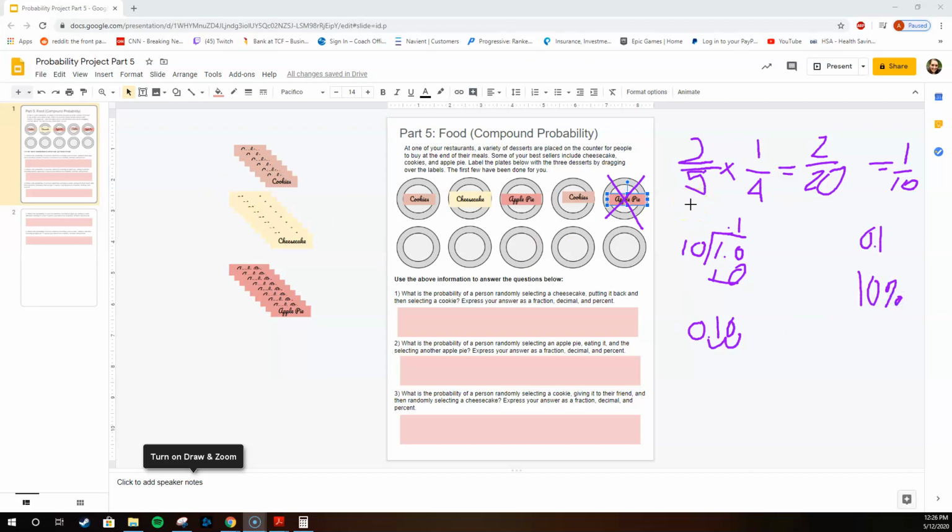So the probability of me choosing an apple pie and then the next person choosing a cheesecake would be 10%, 0.1, or 1/10.